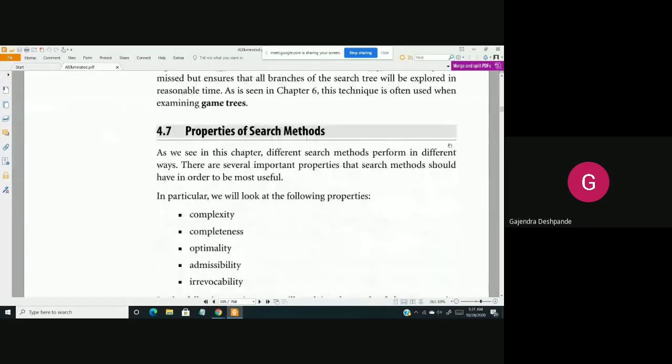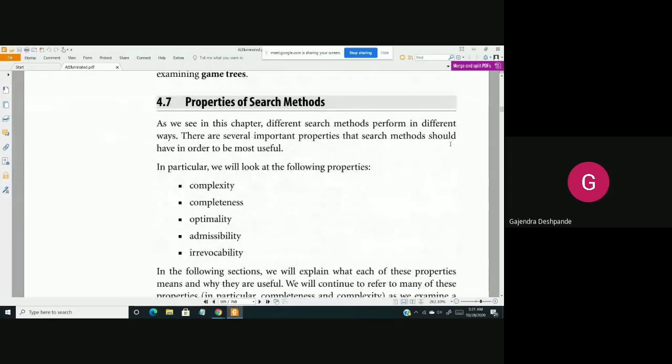Now your search methods have some properties. So we can take a 2 to 3 minute short break, then we'll start again.